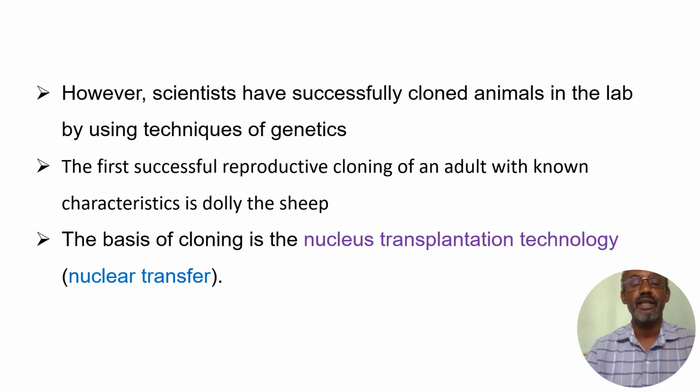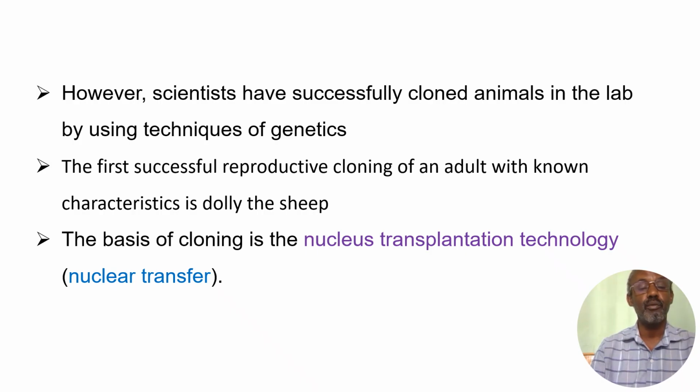However, scientists have successfully cloned animals in the lab by using techniques of genetics. Naturally it's not possible, but scientists have used genetic techniques and were able to take a cell from any part of the body, provide nutrition, and the cell divided into a mass of cells, finally growing into the full organism.